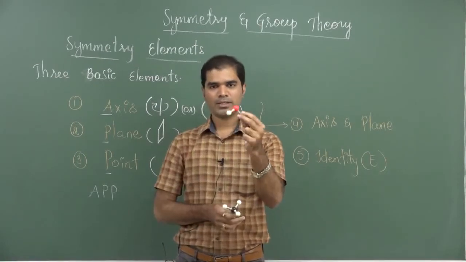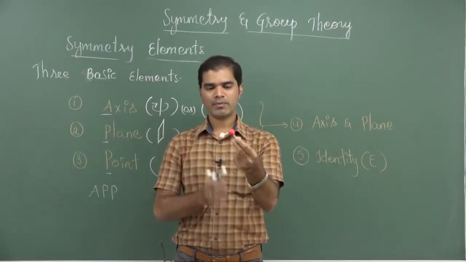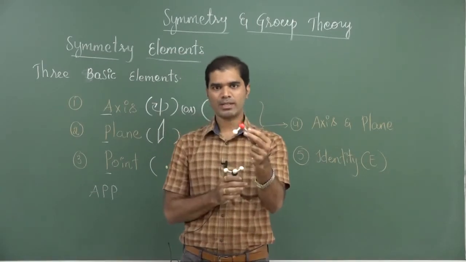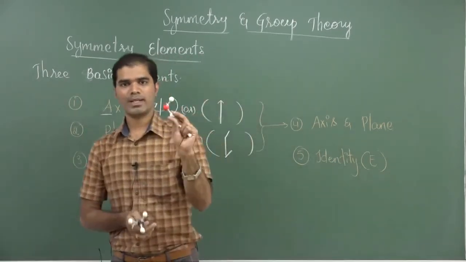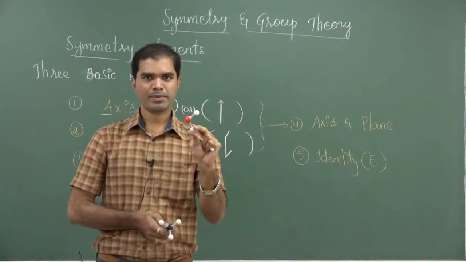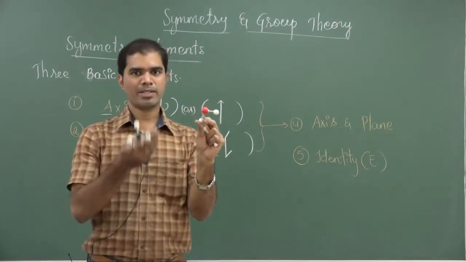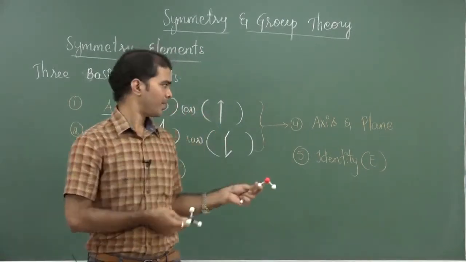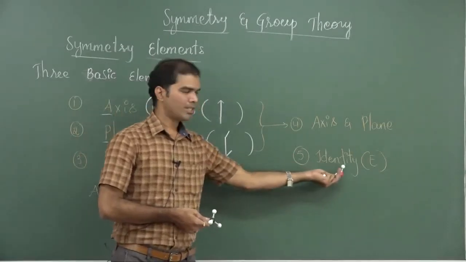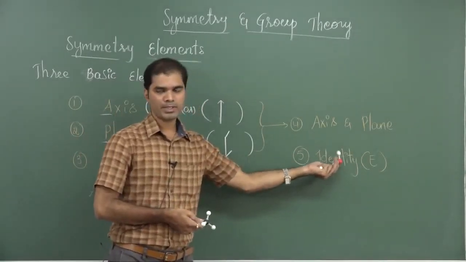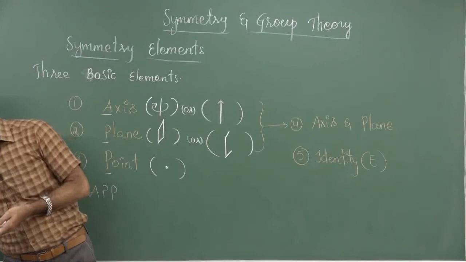So, whether you rotate this or not, it has its own identity. Whether you reflect or not, it has its own identity. Whether you invert or not, it has its own identity. So, every molecule has its own identity, and that is giving its another element called as identity element. Okay? So, that becomes the fifth element.